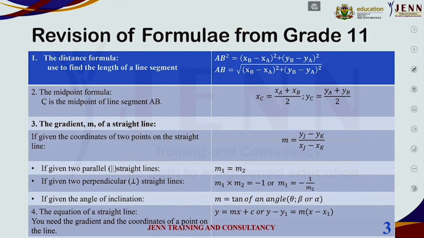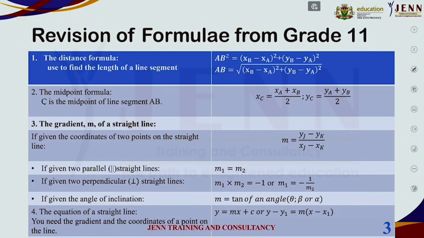Going forward, the gradient of a straight line. If given the coordinates of 2 points on the straight line, how do we find the gradient? Our gradient will equal, for our example, I use point J and point K. So our formula will be the y coordinate of J minus the y coordinate of K, divided by the x coordinate of J minus the x coordinate of K.